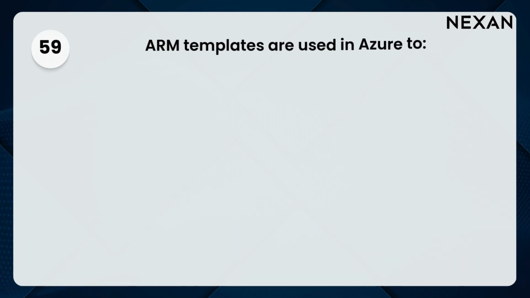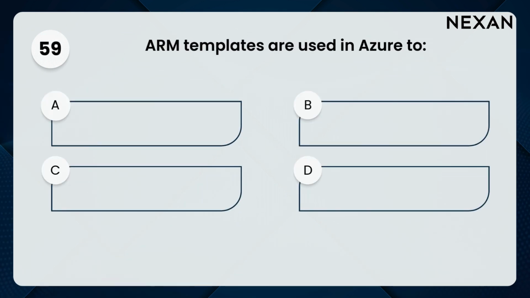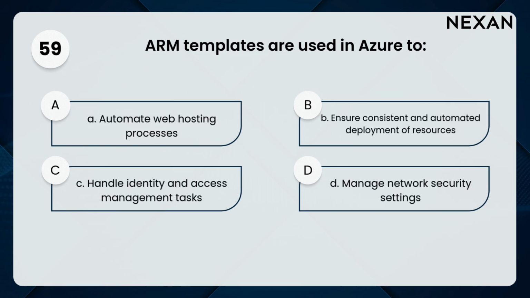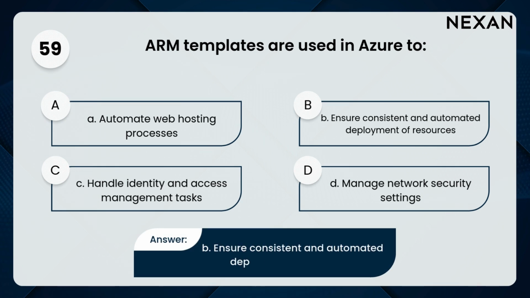59. ARM templates are used in Azure to A. Automate web hosting processes. B. Ensure consistent and automated deployment of resources. C. Handle identity and access management tasks. D. Manage network security settings. Answer: B. Ensure consistent and automated deployment of resources.